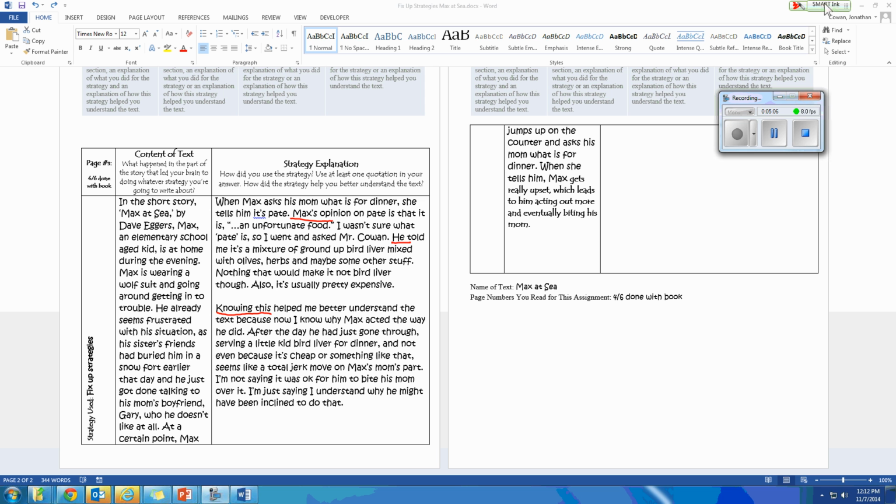So I'm not saying it was okay for him to bite his mom over it. I'm just saying I understand why he might have been inclined to do that. So before, I viewed Max as being a total brat, being a little whiner, like, dude, just eat your peas, don't bite your mom about it. But now, knowing that his mom spent extra money, pate is not cheap, on some stuff that pretty much you can guarantee he's going to hate, that's not nice. That's like a really not nice thing to do.